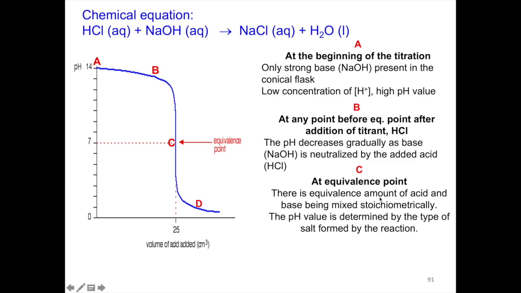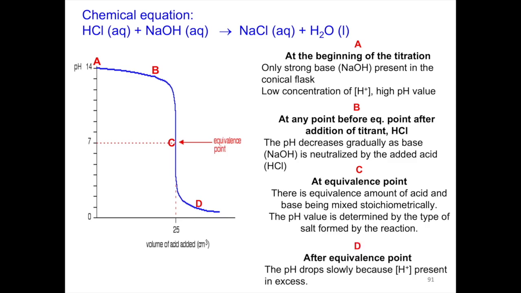Point D is the point after the equivalence point. At this point, you continue the titration. You put extra HCl into the solution in the conical flask. So what happened to the pH? The pH will drop slowly because at this time, the concentration of H+ is higher than the concentration of OH-. So the solution is no longer neutral.